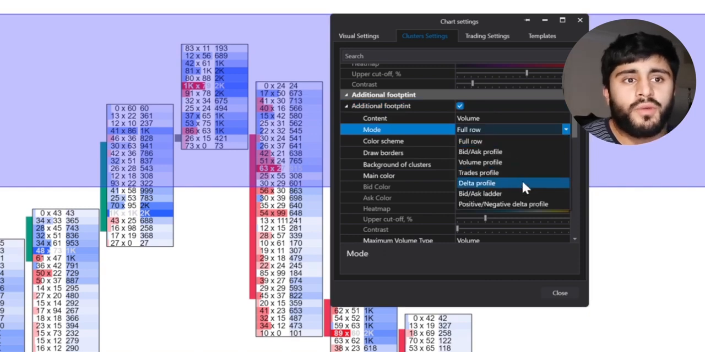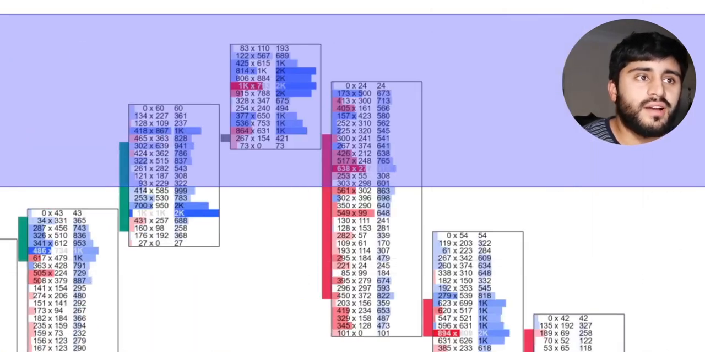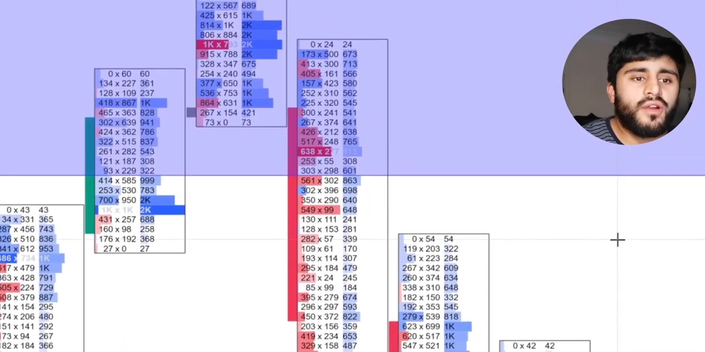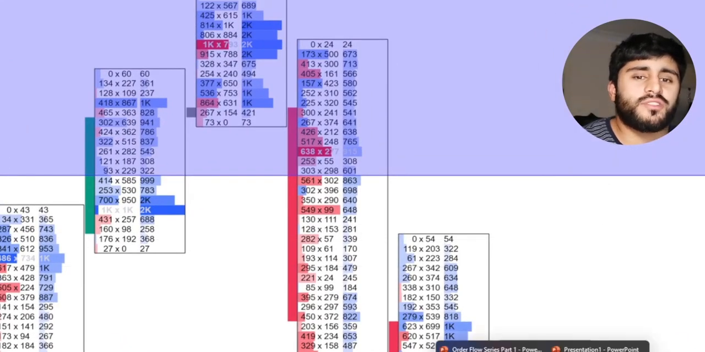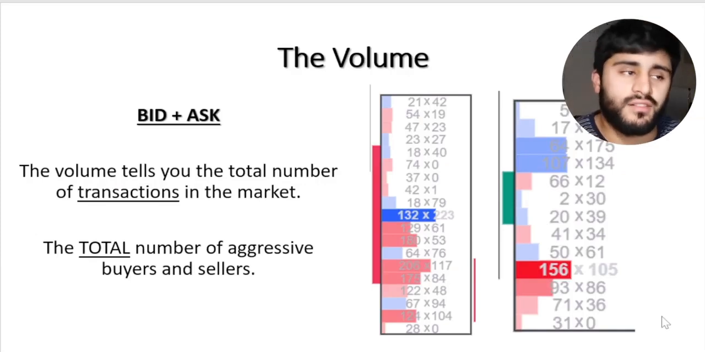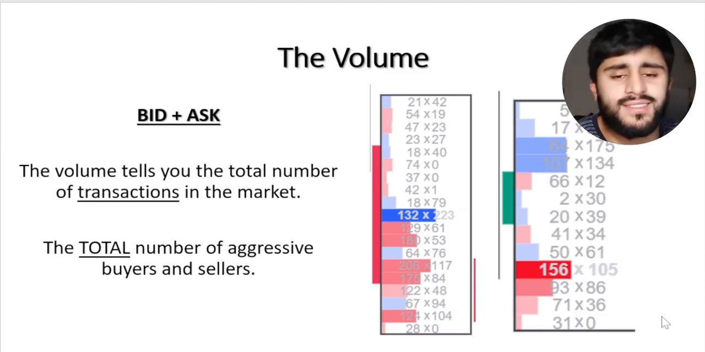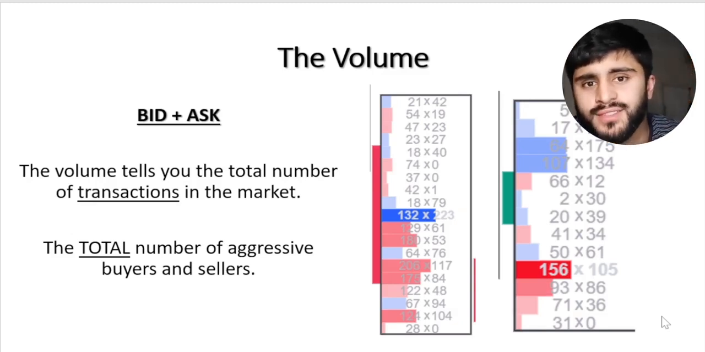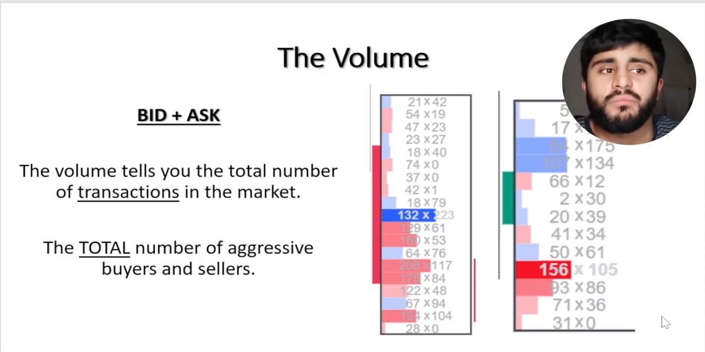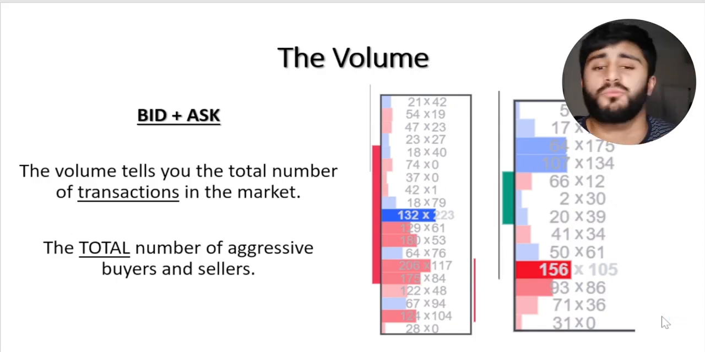So what do we mean by volume, and what do we mean by volume profile? It's very interesting to break this down. The volume is very similar to the delta, but essentially the opposite sign. The volume is the bid plus the ask. The volume tells you the total number of transactions hitting the market at that moment. And that's the secret with order flow: you're reading the transactions at that moment in price, and that's what allows you to determine in real time whether the price is going to move up or down.